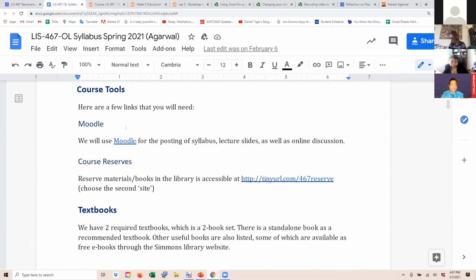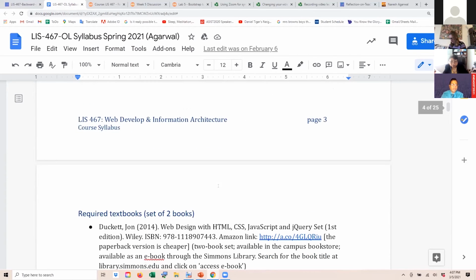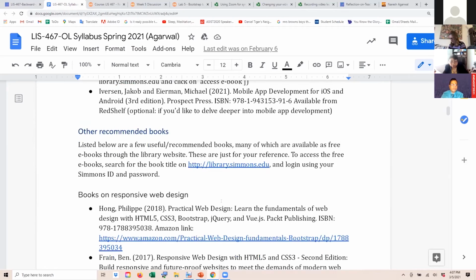Then we have Moodle, where the entire course sits, and in the library, we have course reserves. In the last year or even before that, the library has been very good and proactive at trying to digitize or scan whichever books were not accessible on campus. So a lot of the materials are available so that all the online students are able to get to those materials. And then I talk about the required and recommended textbooks over here.